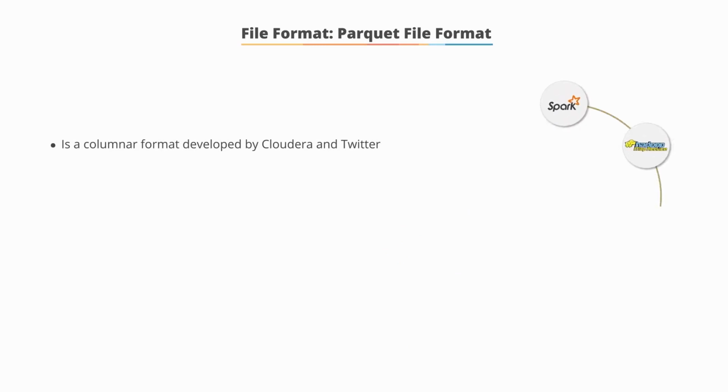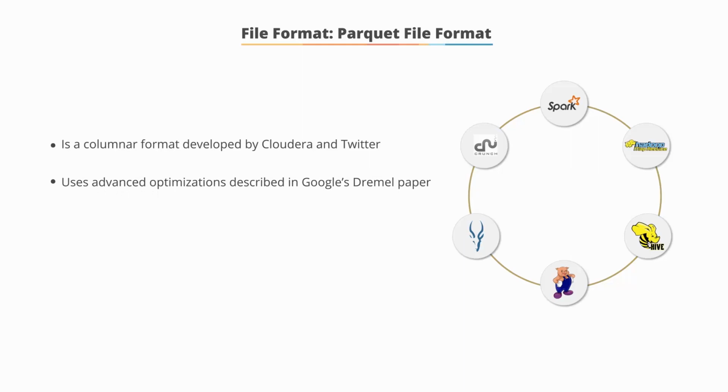File format Parquet. Parquet is a columnar format developed by both Cloudera and Twitter. It is supported in Spark, MapReduce, Hive, Pig, Impala, Crunch, and so on. Like Avro, schema metadata is embedded within the file. The Parquet file format uses advanced optimizations that are described in Google's Dremel paper. These optimizations reduce the storage space and increase performance. This Parquet file format is considered the most efficient for adding multiple records at a time.